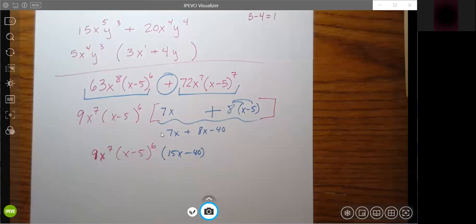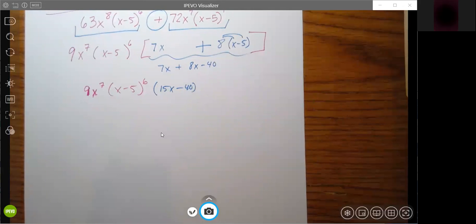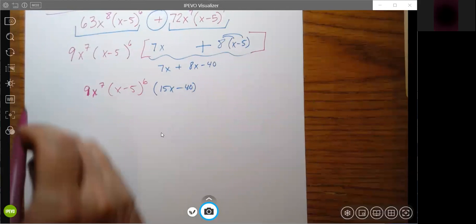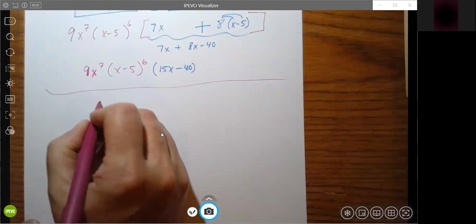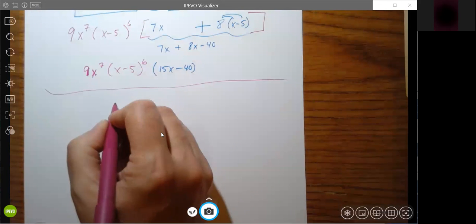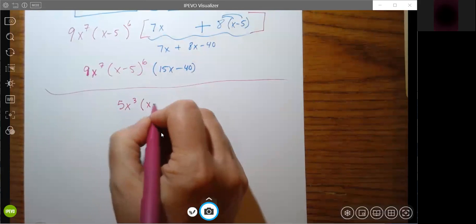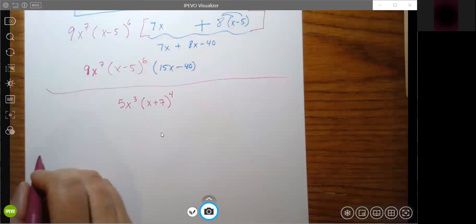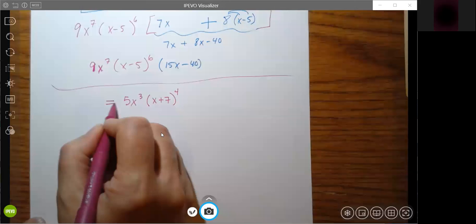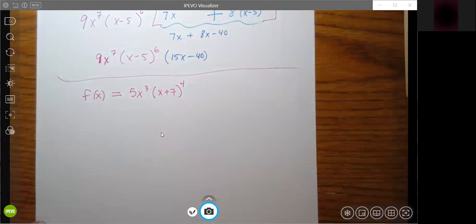Okay. Now the next example is really important. For the next example, they want you to find the zeros. And even though that says f of x right there, let me just show you something. I'm going to make a new expression. This is not on your paper. It is 5x cubed times x plus 7 to the 4th power. Now, what if this was a function of x, f of x, and we needed to find the derivative of that?